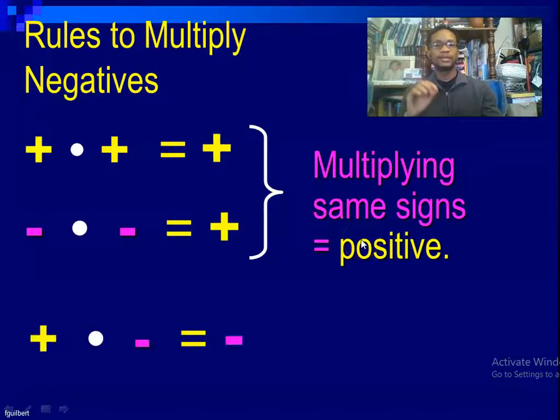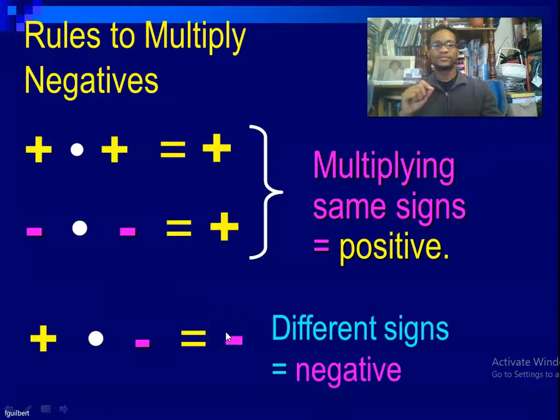Now here's the kicker. If you have a positive integer and you multiply that by a negative integer, it's always negative. Different signs is always equal to negative. And it's the same if you interchange it. If you put the negative first and times it by a positive, it's still negative.